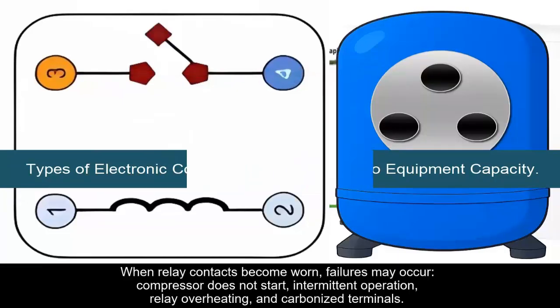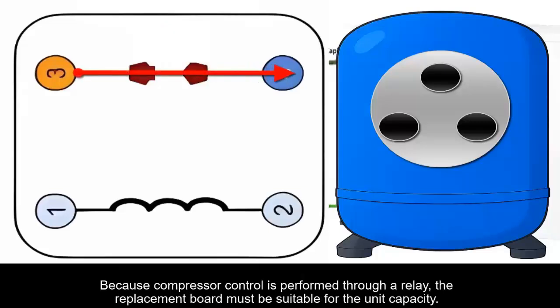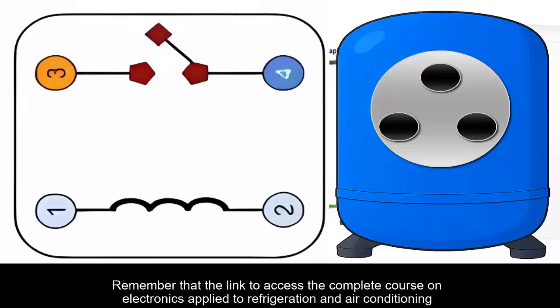When relay contacts become worn, the following failures may occur. Compressor does not start. Intermittent operation. Relay overheating. Carbonized terminals. Because compressor control is performed through a relay, it is essential that the replacement board be suitable for the capacity of the unit in which it will be installed. This ensures that the relay can properly handle the current required by the compressor.